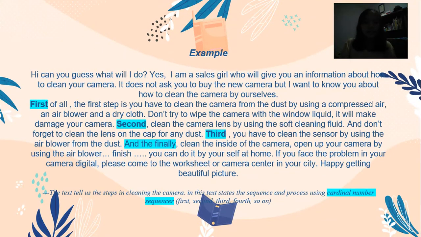Then this is example of the sequence text. Hi, can you guess what will I do? Blah blah blah. First of all, the first step is you have to clean the camera, blah blah blah. Second, clean the camera lens by using the self-cleaning fluid, blah blah blah. Third, you have to clean the sensor by using the air blower from the dust, blah blah blah. And finally, clean the inside of the camera, blah blah blah.